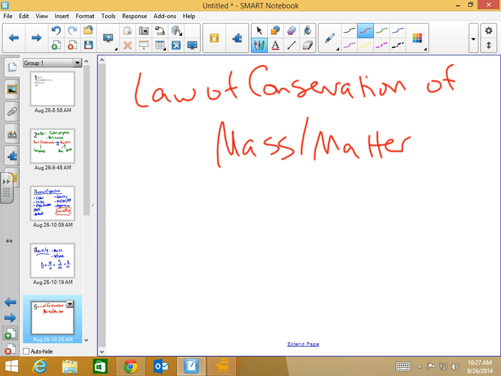Can anybody give me a definition? What does this mean when we say the law of conservation of matter, law of conservation of mass? What do you think, madam? Not created nor destroyed. So in other words, if I'm doing an experiment, however much I start with, I have to end with. Realizing I got to make sure I capture any gas that escapes. I got to make sure it's an enclosed reaction. But the mass will not change.